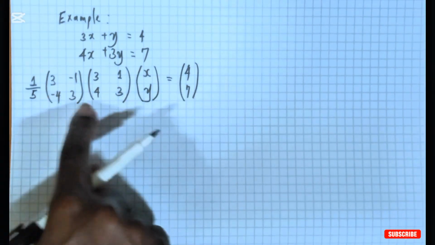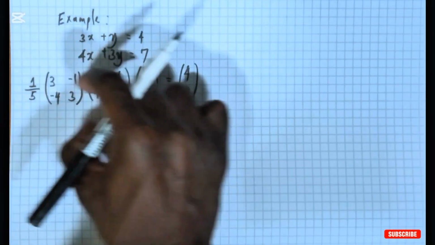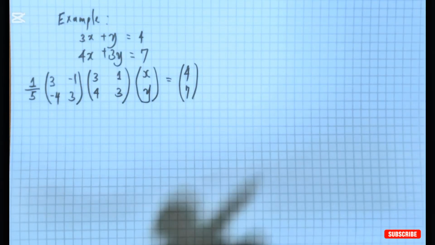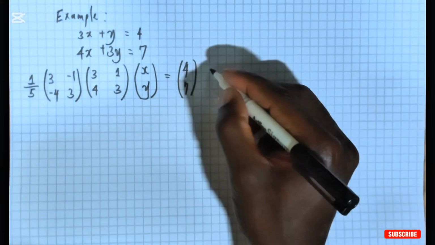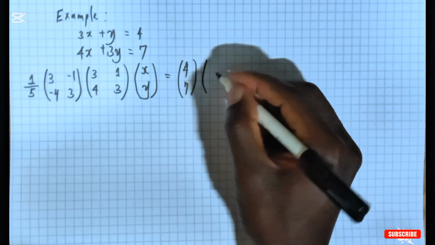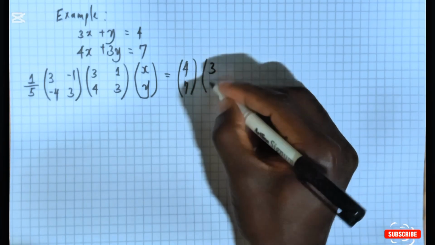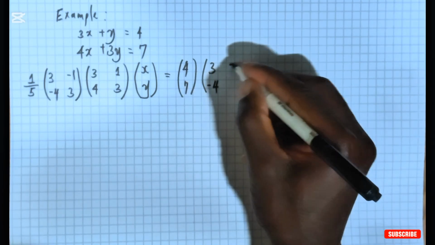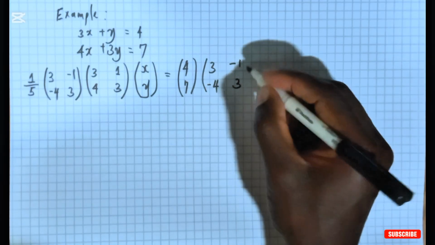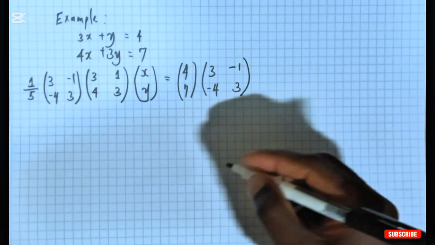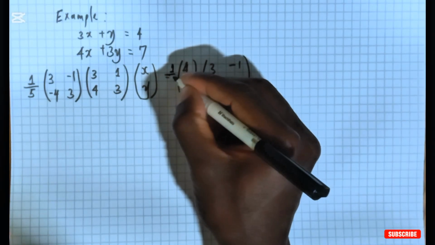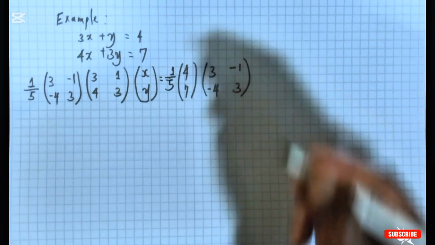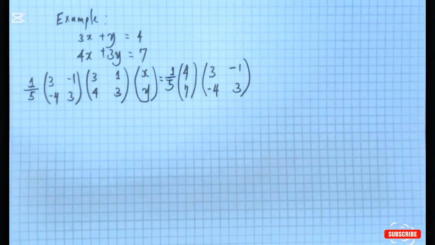So this here is the inverse of this coefficient matrix, and we've multiplied it by the left-hand side already. So we are supposed to do the same for the right-hand side. For the right-hand side, we are going to have 3, -4 here, -1, and 3 here. And then we will multiply all of it by a scalar, 1 all over 5, which was the reciprocal of our determinant.